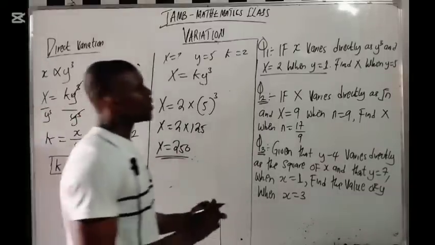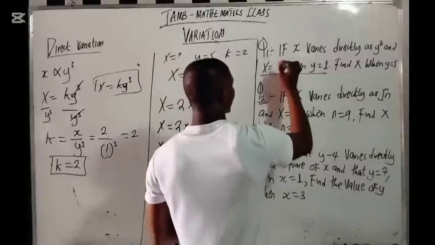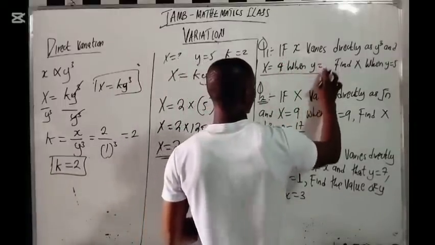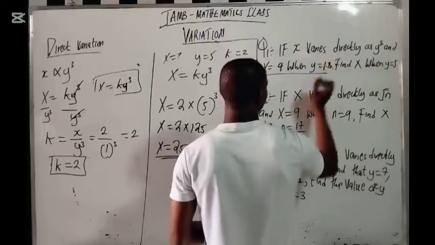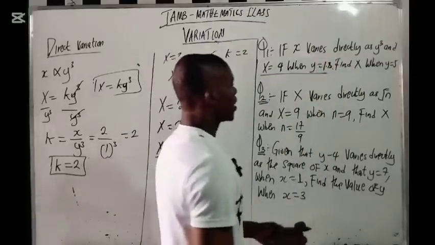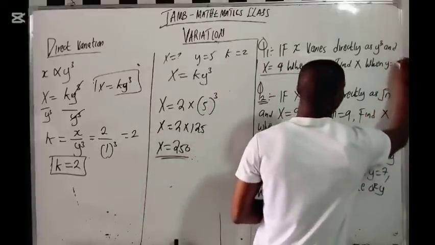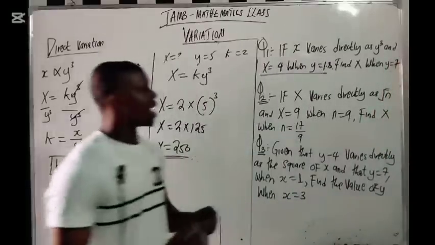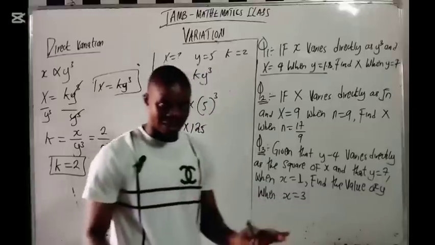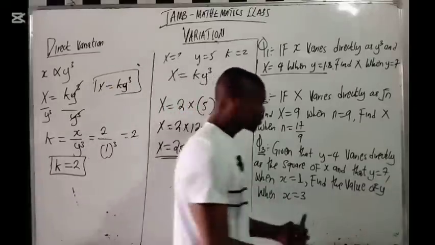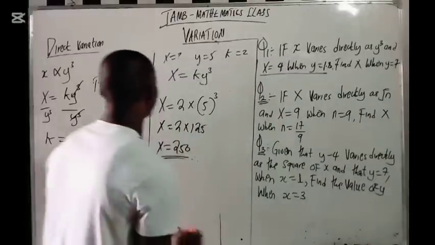So what about if I change my values here? Now let's say here is 4, and here is 1.8. Yes, 1.8. Let's say find x when y is 7. So go ahead and solve this one for me. Leave your answer in the comment section. Easy, right? So let's move to question 2.